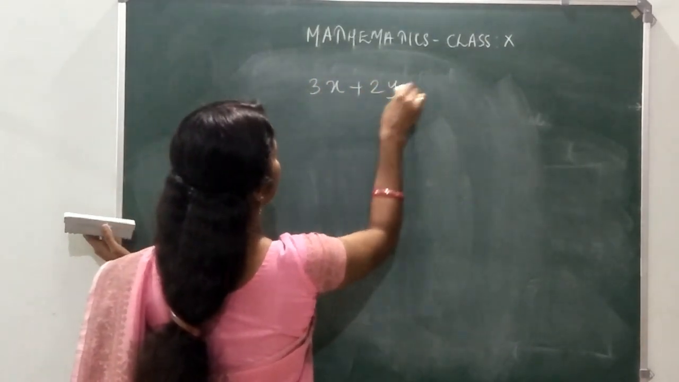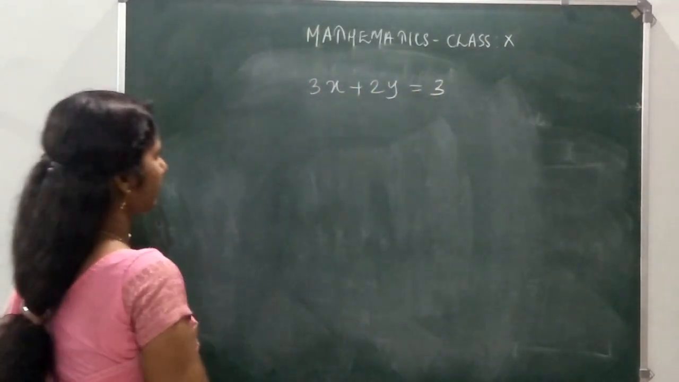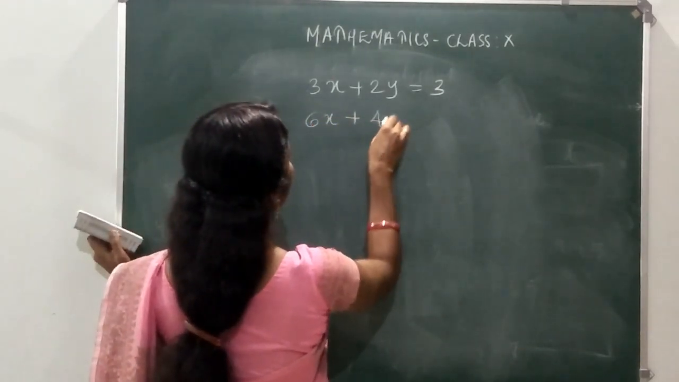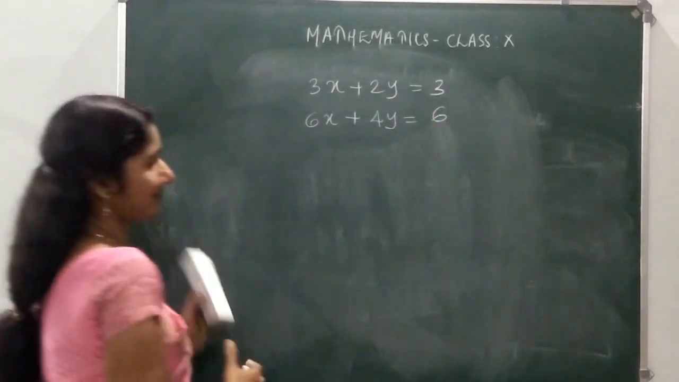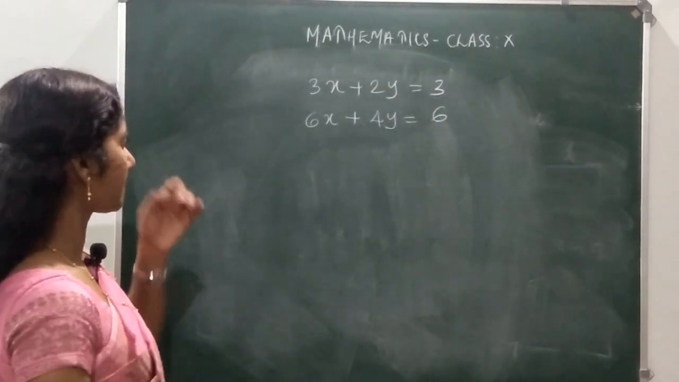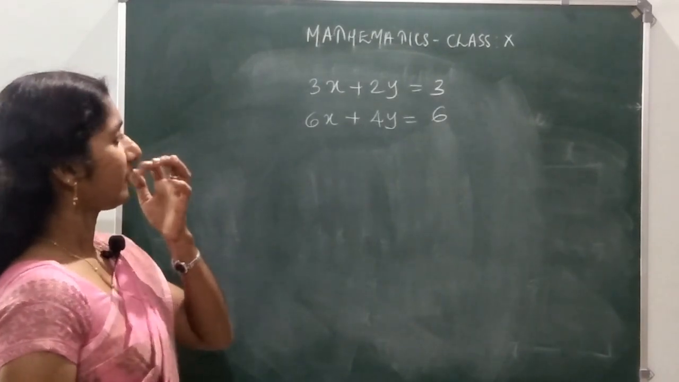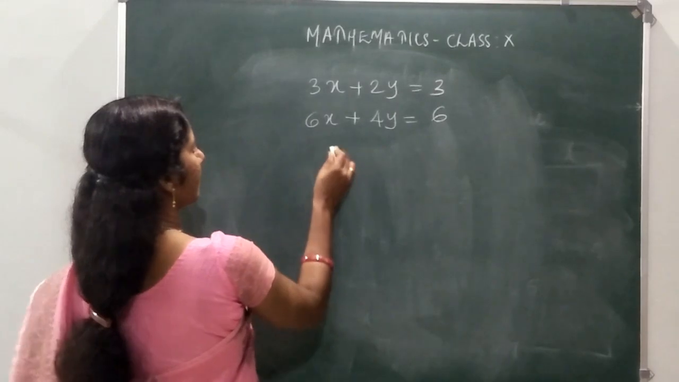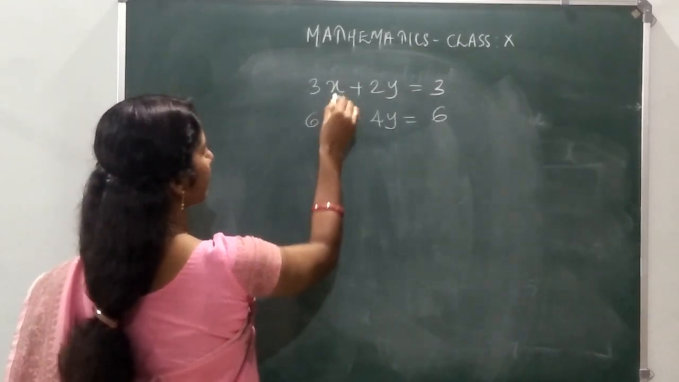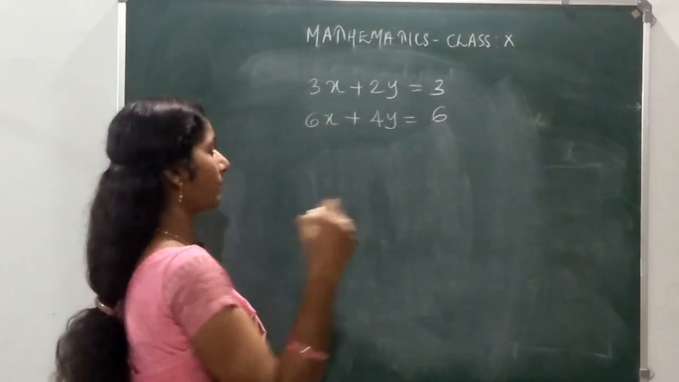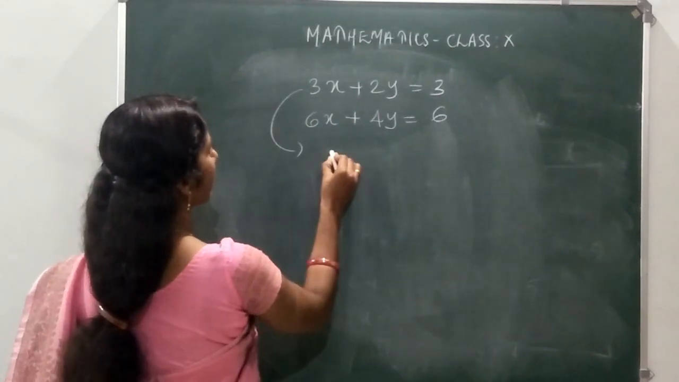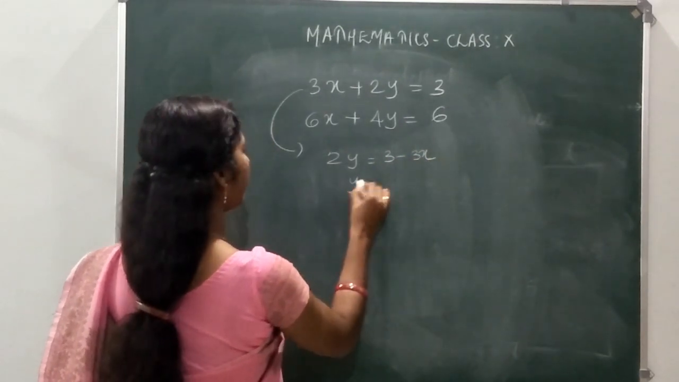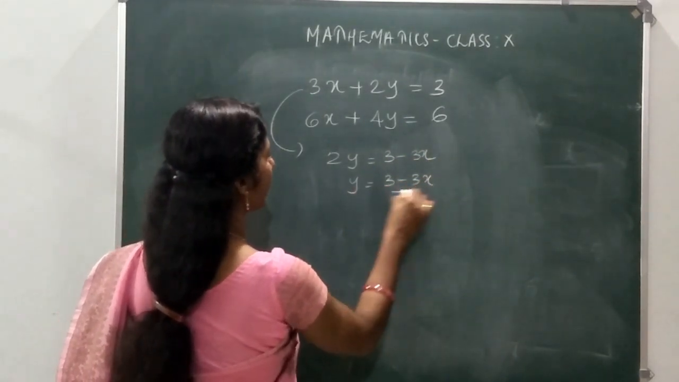3x plus 2y is equal to 3. 6x plus 4y equal to 6. I wrote two equations. We need to solve for x and y. See these equations. What we need to do first, from the first equation or from the second equation we need to write x or y. So from the first equation I am writing 2y is equal to 3 minus 3x. So y is equal to (3 minus 3x) by 2.